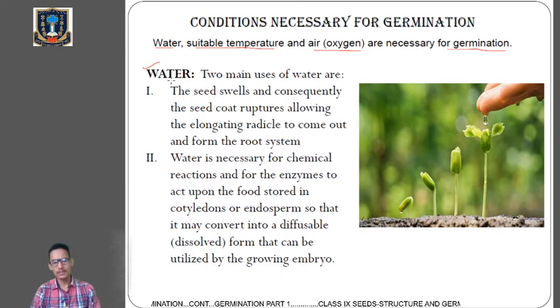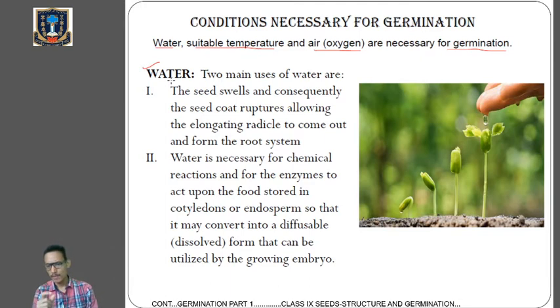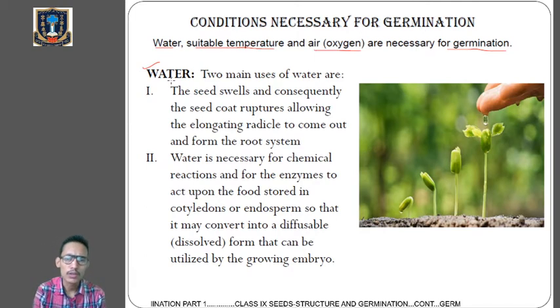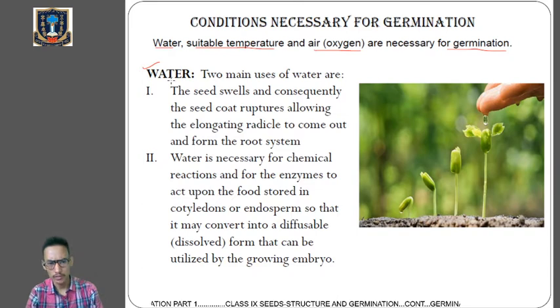Now, in a seed, in the last class we discussed that there is a small portion just above the hilum. If you remember, the micropyle, a small opening. Through this micropyle, the seed will absorb the water. Clear? Now, what are the main uses of water, or what is the importance of water?